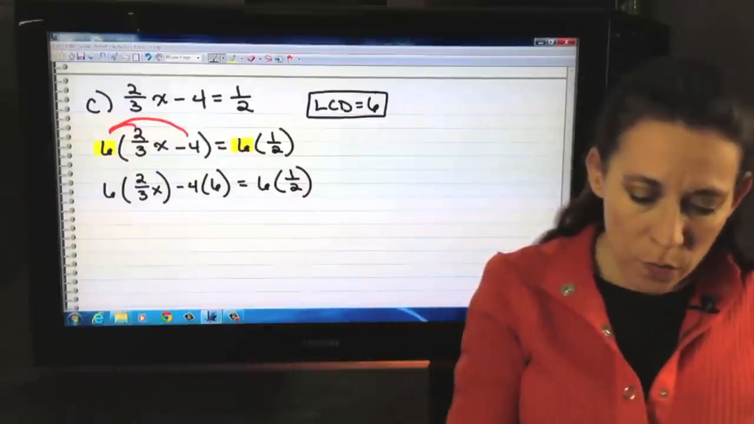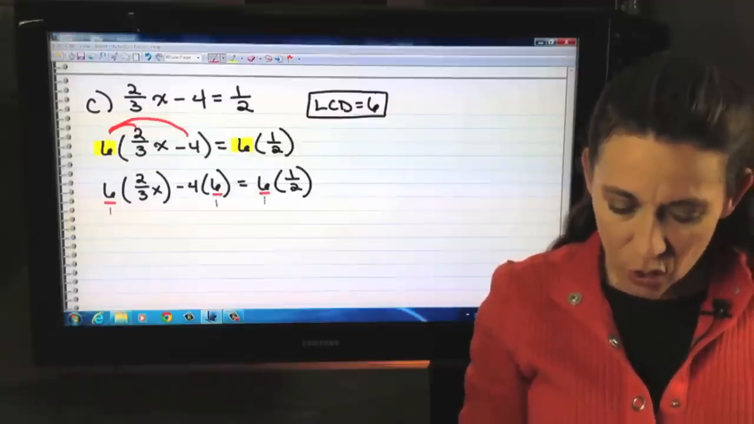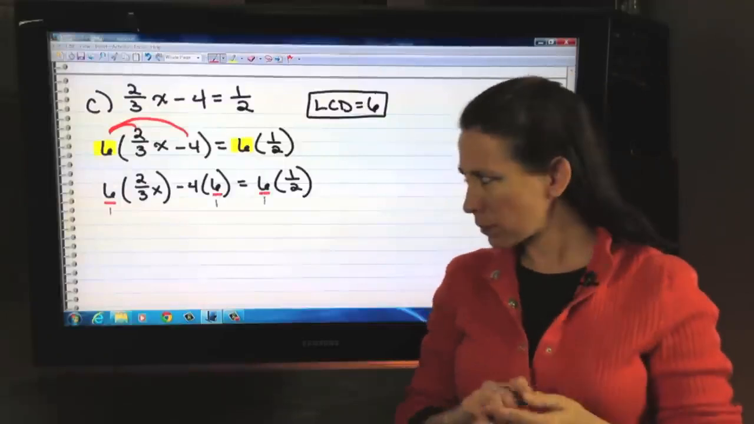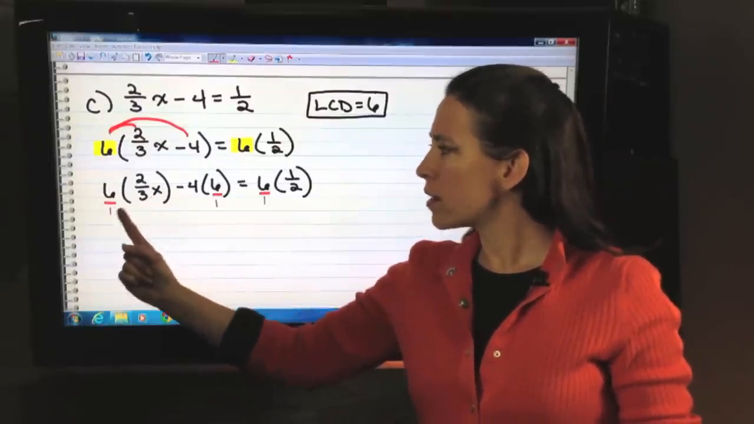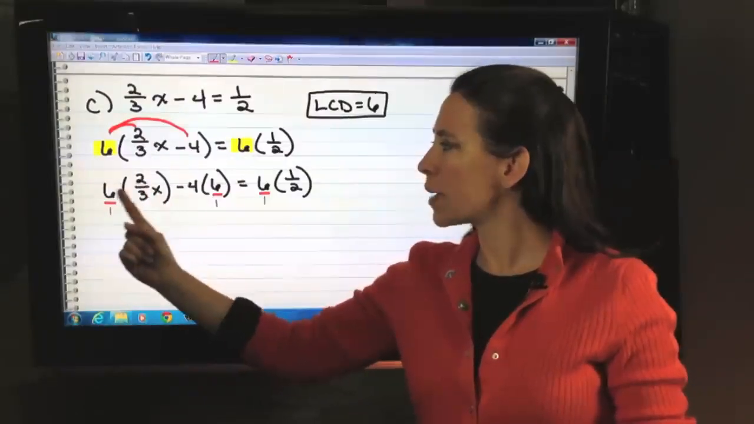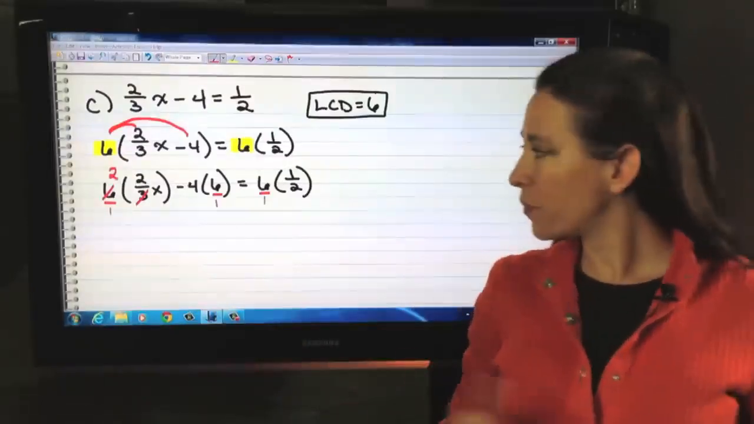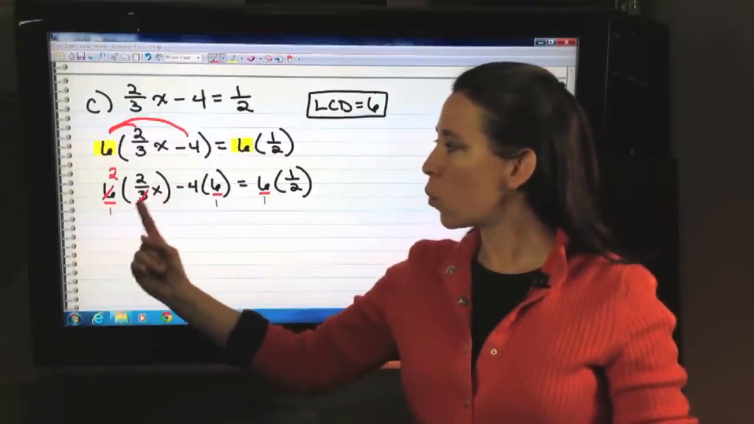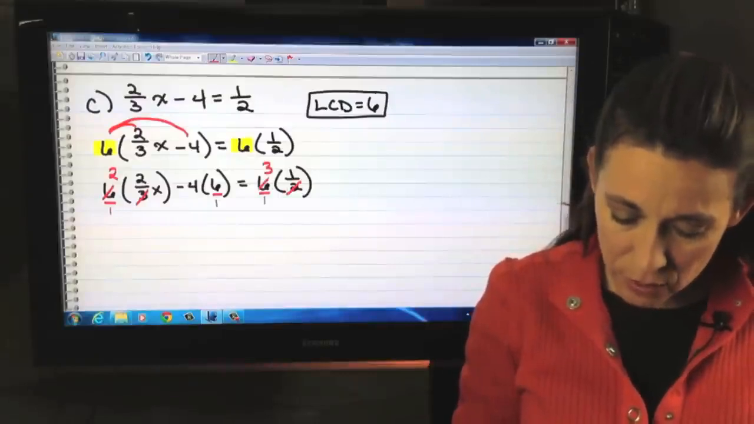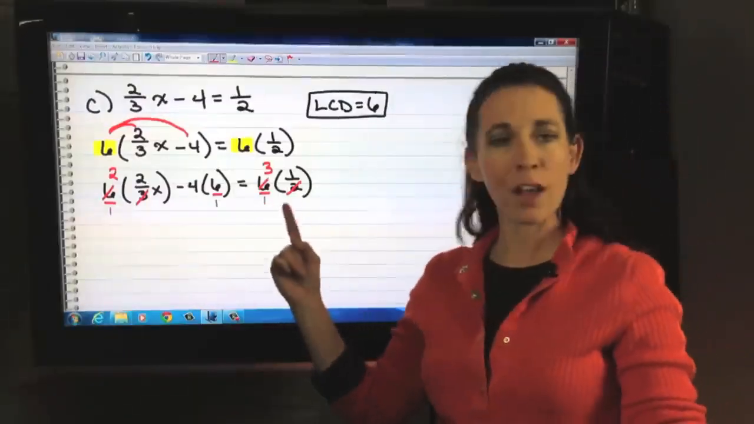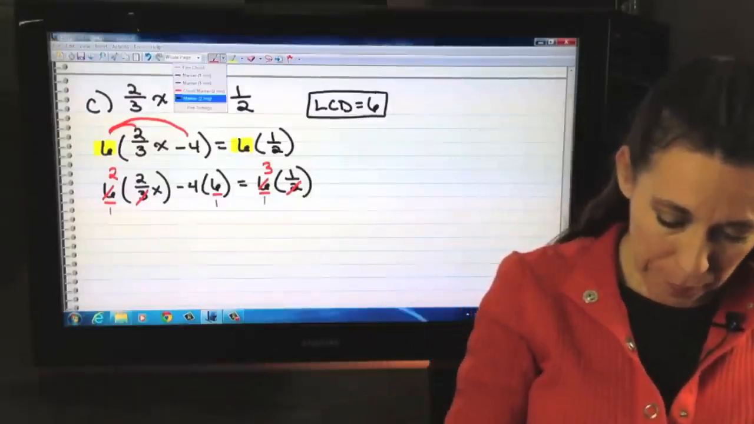For some of you, it might help to write those LCDs over 1 just as a visual, because some of you are still having trouble with your fractions. And that way you know that it's the 1 times the 3 and the 2 times the 6. So 3 divides into 6 twice. Now this denominator is 1, so we don't need to write it. Same thing here. 2 divides into 6 3 times. So now this denominator is 1, so we don't need to write it. All we do is now multiply across and simplify.